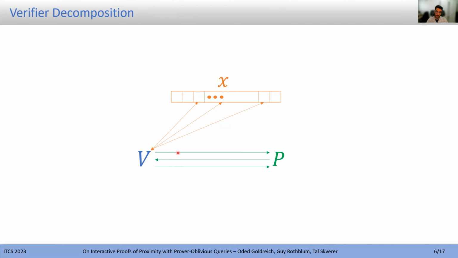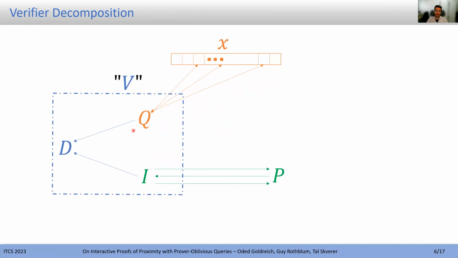So we take our previously called verifier and we split it into three parts. The first part we'll call the querying part, which will be able to query x but not communicate with P. The second part is the interacting part, which will be able to communicate with P but not query x. And the third part is the decision part, which will receive the whole view of both the querying part and the interacting part, and will have to decide whether to output yes or no. And this whole box is what we previously called V, and so we decomposed V into three parts.